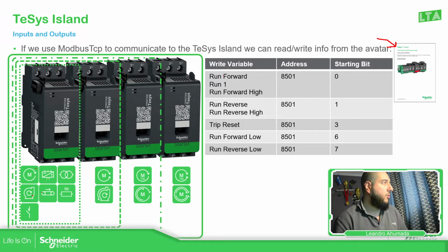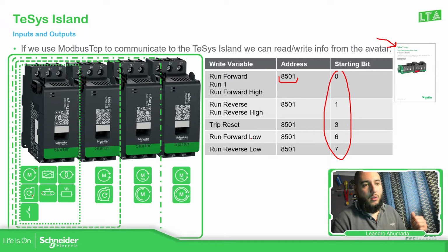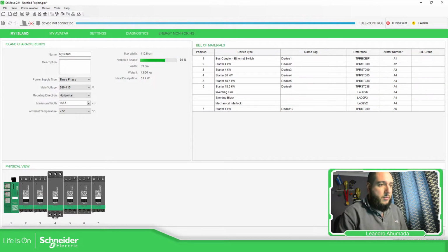that we have. So for example, if we want to connect to this, we just need to get the address 8501 and then check the bits in order to run or stop the load, depending on the avatar selected. Okay, but further information is in that third-party function block guide if you don't want to use our PLCs. Okay, so let's have a look at what I have.